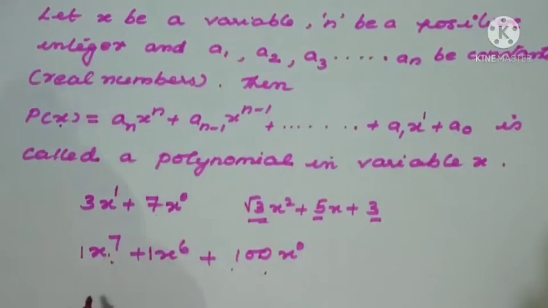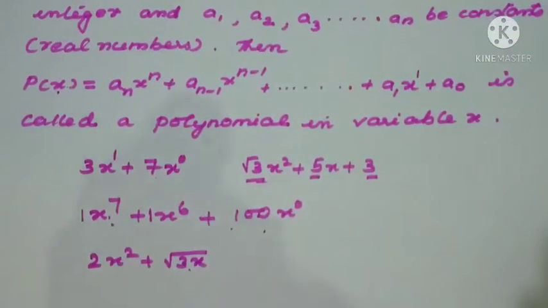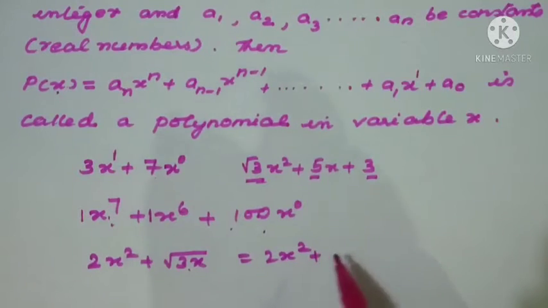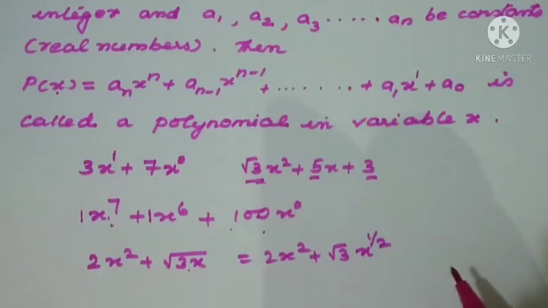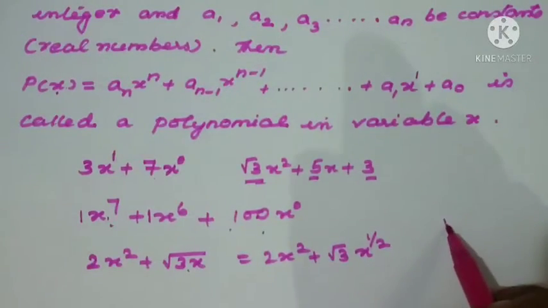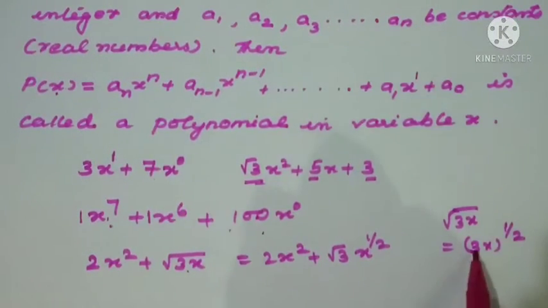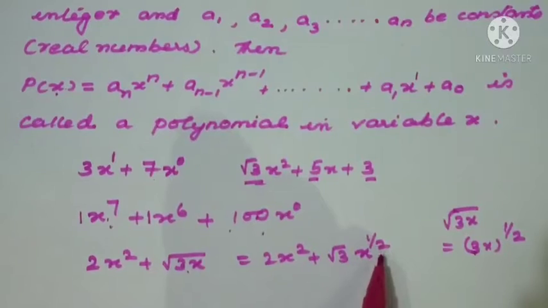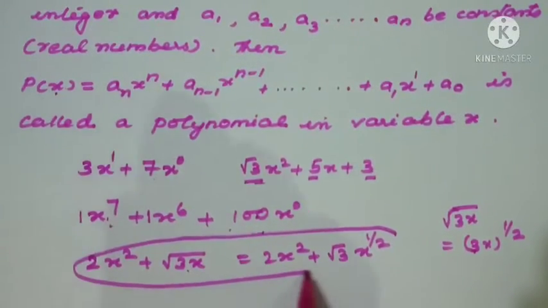So what is the meaning of this one? Let me see this, 2x square plus root 3x, I have written. What is the meaning of this one? 2x square plus root 3x I can write like this, x raised to the power 1 by 2, or we can write root 3x means 3x whole raised to 1 by 2. So 3 in the sense root only, and x is also in the root only, x power is 1 by 2. 1 by 2 is not a positive integer, or we can say that it is not a whole number. So what is that one? This is not an example for a polynomial.